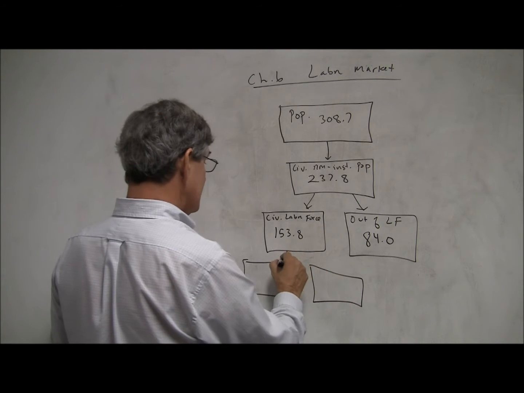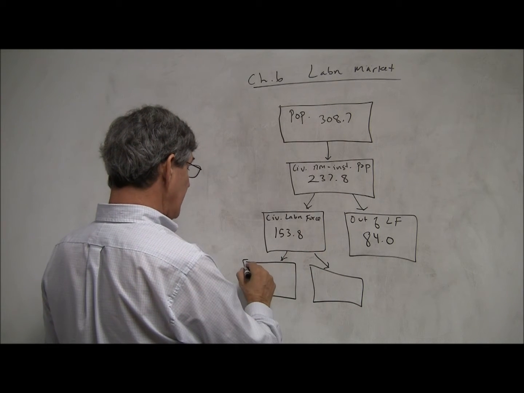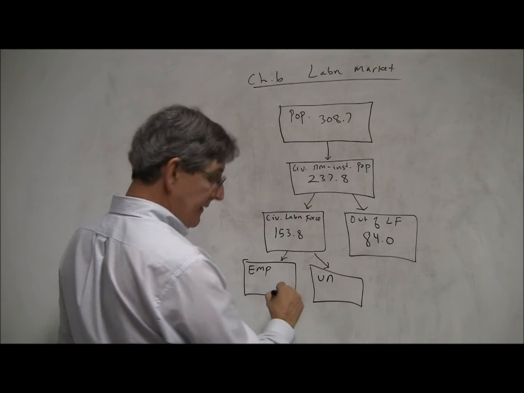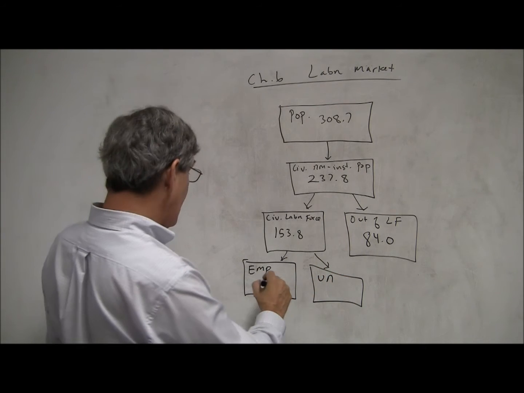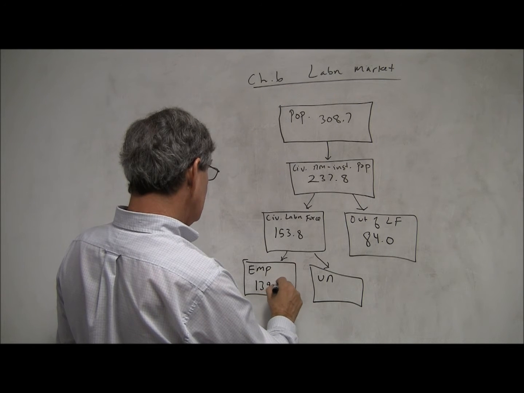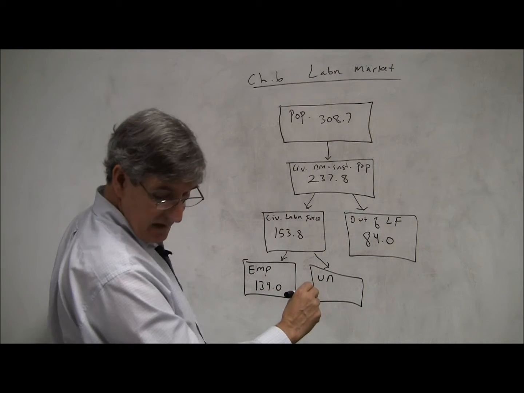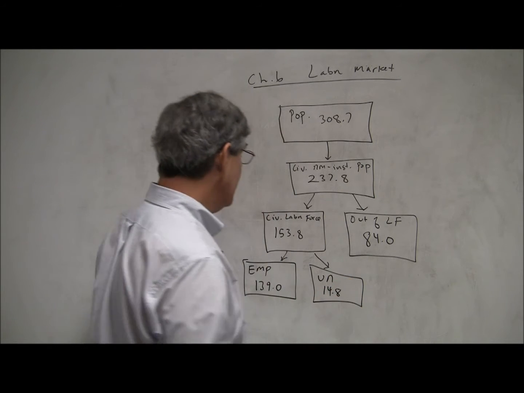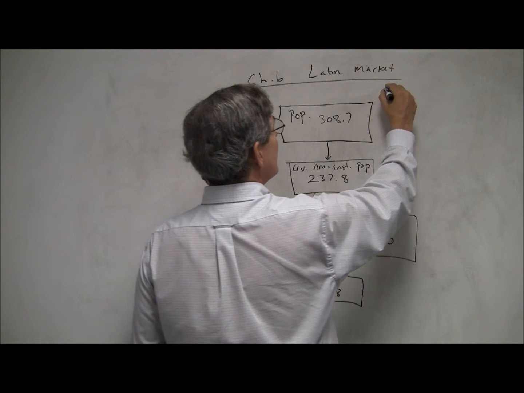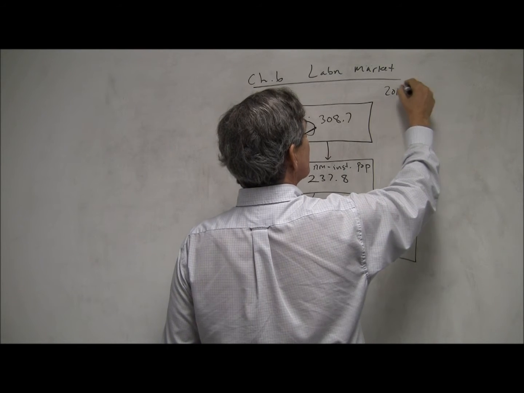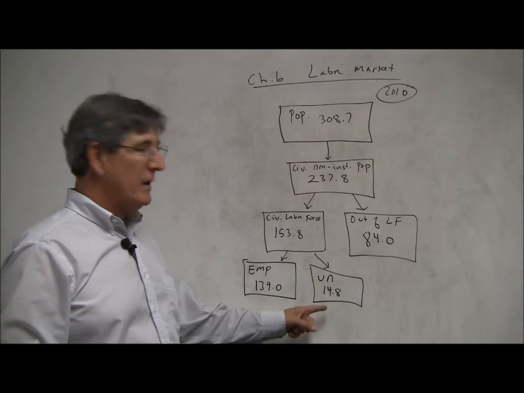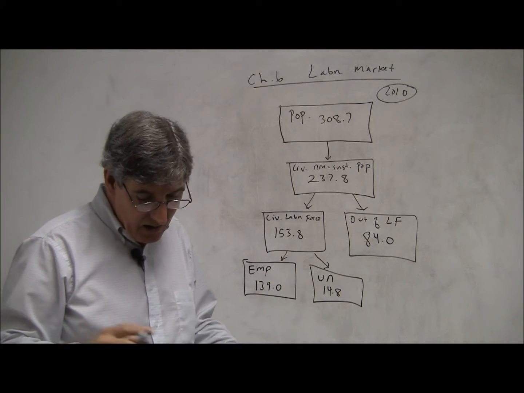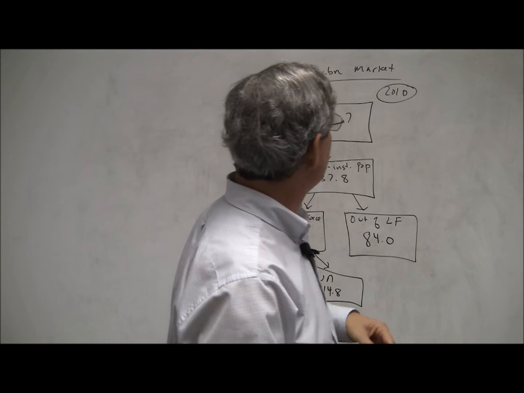The labor force, we can split into the employed and the unemployed. And the employed turned out to be about 139.0 million, and the unemployed was almost 15 million, 14.8. So this is all for 2010. So in 2010, we had almost 15 million unemployed people. That's a little less now, but at that time, we had that many people.